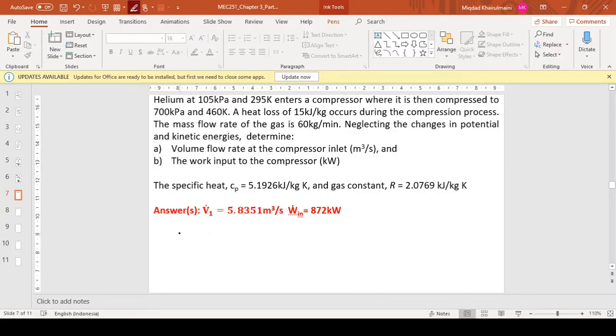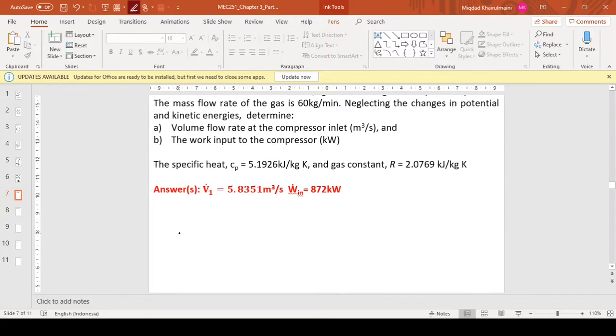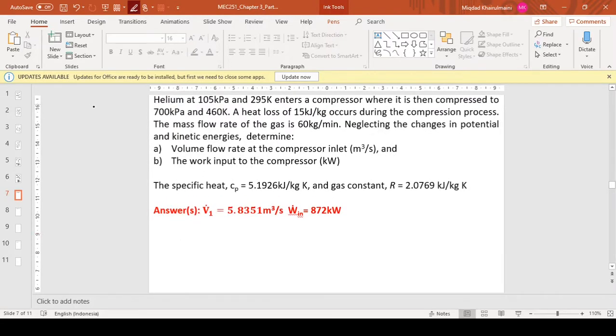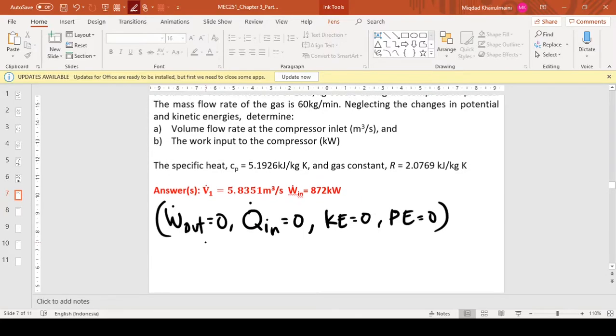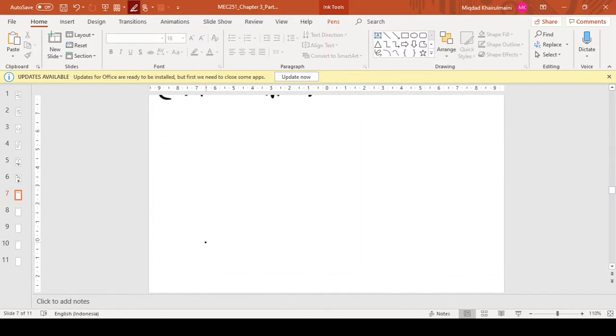So let's try to solve the question, but first let's write the conditions. It's a compressor, so work out is 0. We have heat loss, so heat added, Q in, is 0. Q out is available, so we cannot cancel Q out. And we can neglect changes in kinetic and potential energy. So these are the conditions. Now in step 1, let's draw the schematic diagram for the compressor.